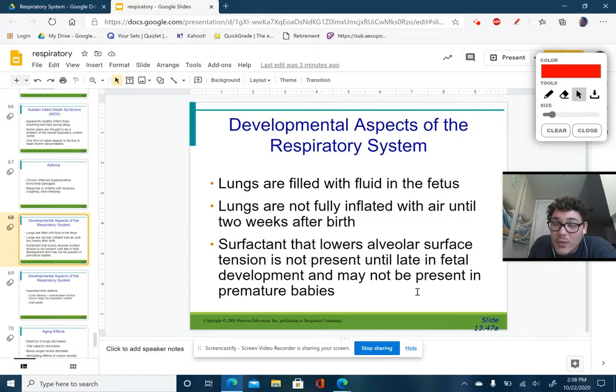Why are they filled with fluid? Well, think of our surroundings. When you're a fetus, you're surrounded by the womb. You're inside the mother's womb or uterus. So there's no air, there's no oxygen. So it's all fluid, amniotic fluid to be exact.